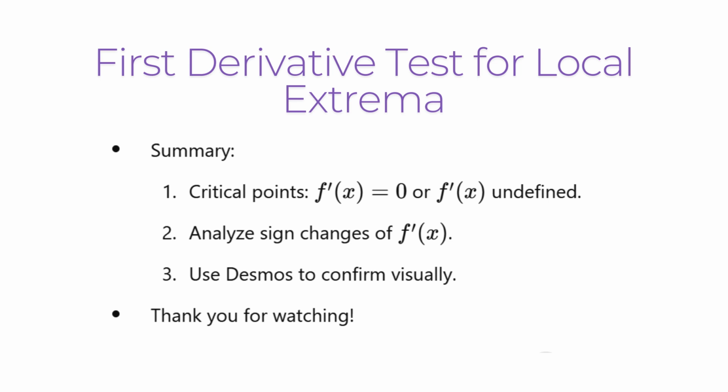To recap, the first derivative test is a powerful tool to classify critical points. Remember, negative to positive is local minimum, positive to negative is local maximum, and no sign change means no extremum. By combining these tests with Desmos, you can both calculate and visualize these behaviors to enhance your understanding.